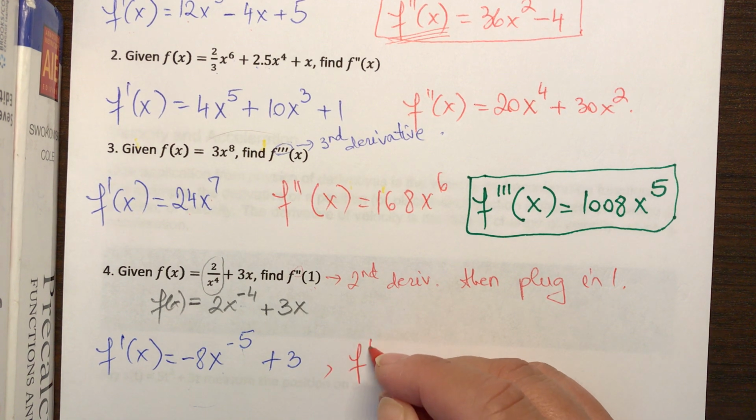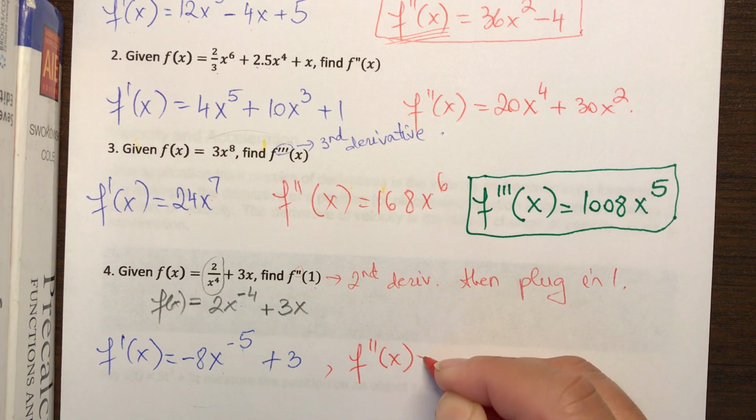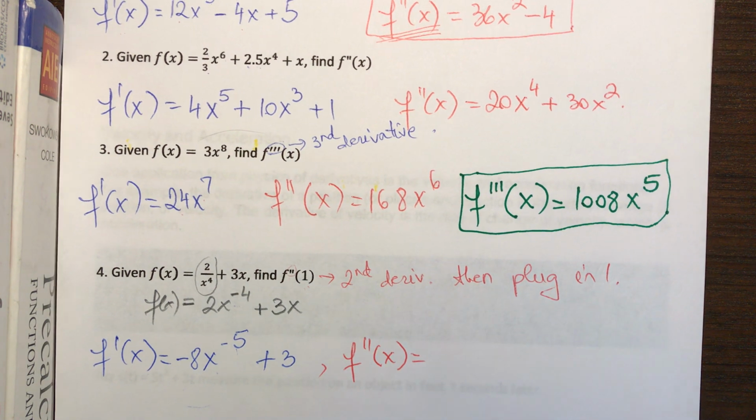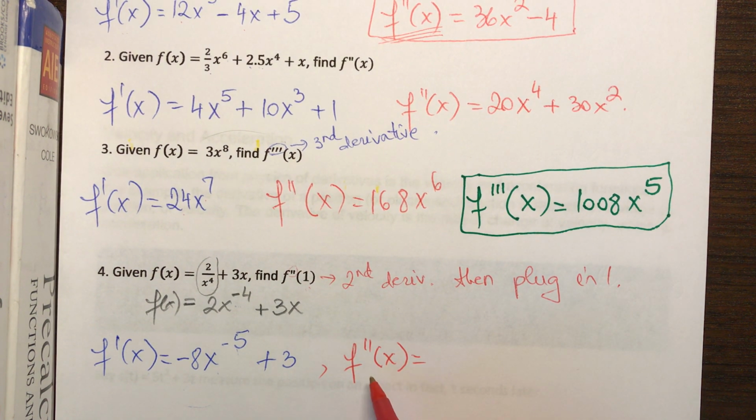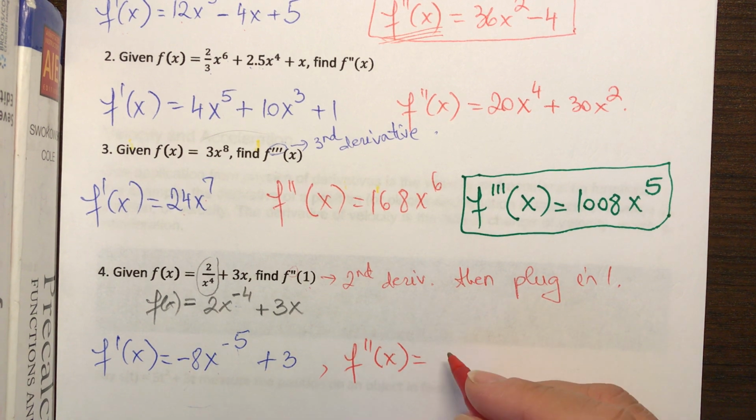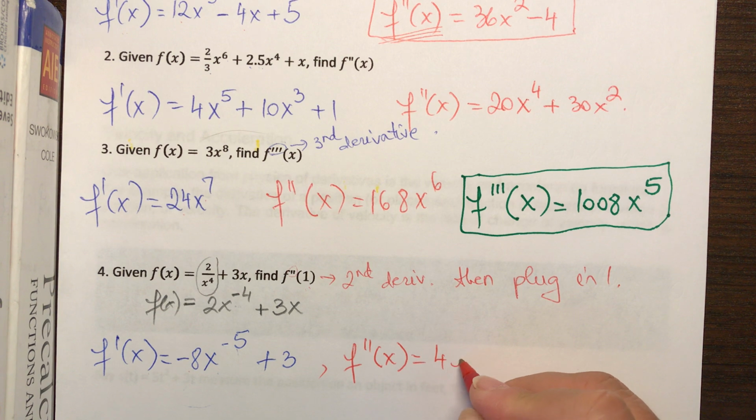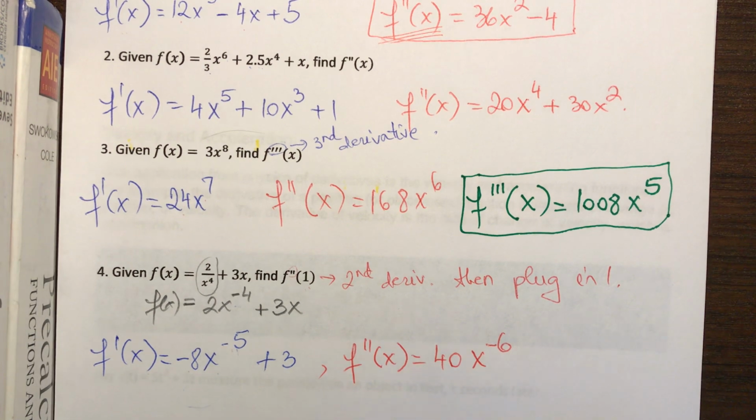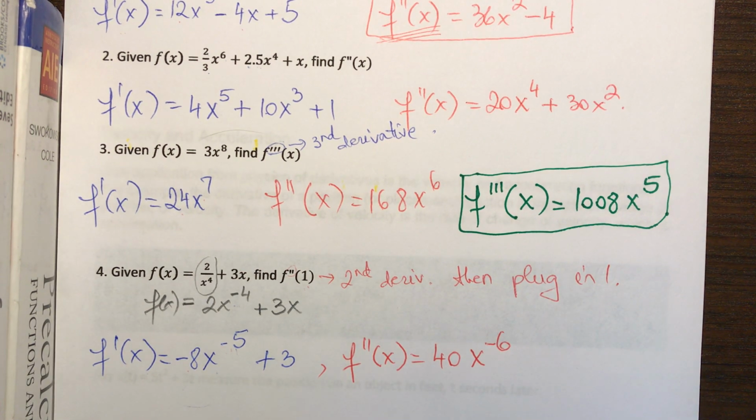So what you're doing is you're only fixing the ultimate answer exponents, right? So that's when we're going to deal with that. So what's the second derivative? Well, negative 8 times negative 5 is a positive 40. X to the 1 less than negative 5 is negative 6. And the 3 goes away, okay?